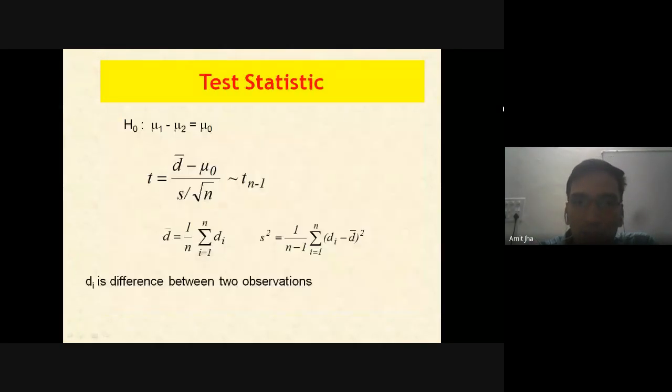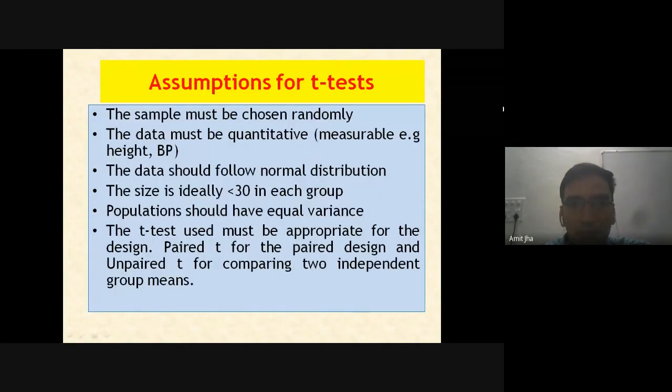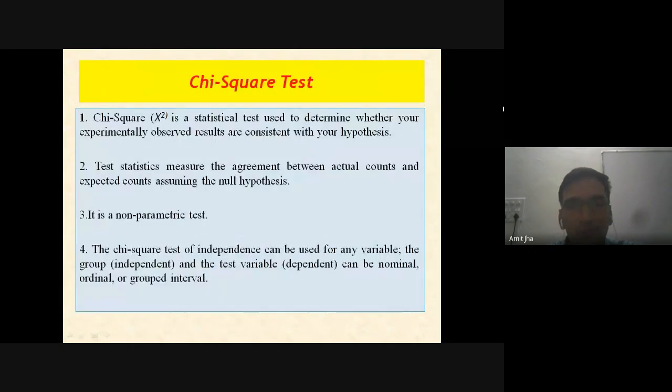Look, the same thing which I have told. Now this is the test statistic, how we calculate the t-test. There are some assumptions also: samples must be chosen randomly, the data must be quantitative for doing a t-test, data should follow a normal distribution, and the size is ideally less than 30 in each group. So one thing is very clear: if we have to compare the means, then we will go for the Z test or t-test. If the sample size is more than 30, then we go for the Z test. If it is less than 30, then the t-test will be there.